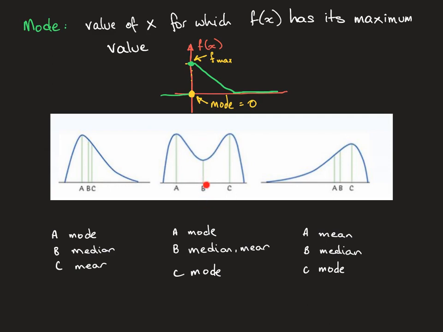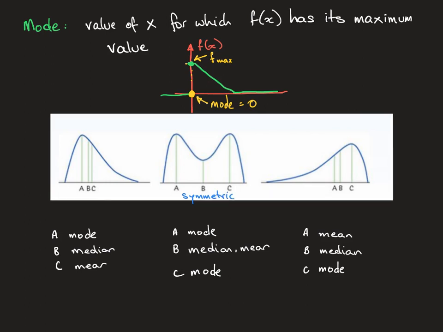And if you have a point of symmetry for your two halves, then whatever that x value is will be your median and your mean. Okay, your median and your mean, if it's symmetric, is the middle point. This is symmetric.